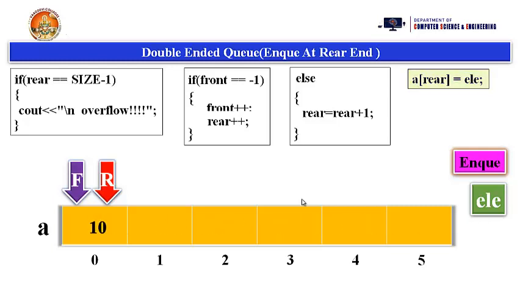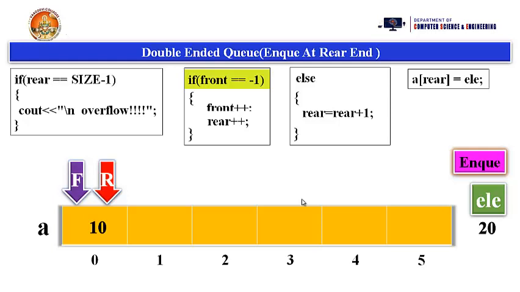Then I want to insert one more element here, 20. Again we need to check the condition. If rear equals size minus 1, rear is pointing to the 0th location and size minus 1 is 5. Both are different locations. And go to the one more statement. If front equal to minus 1, so what is the front value? It is pointing to 0th location. It is not equal to minus 1.